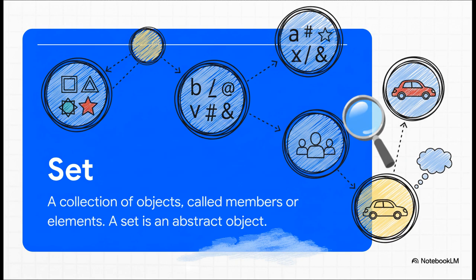Well, it's one of the most fundamental ideas in all of math. And it's actually really simple. It's just a collection of things, or as mathematicians call them, elements. Now, these elements can be anything: numbers, people, even other sets. And what's really important is that a set is an abstract idea. The set of all the red cars in the world exists as a concept without needing some giant parking lot to gather them all together.